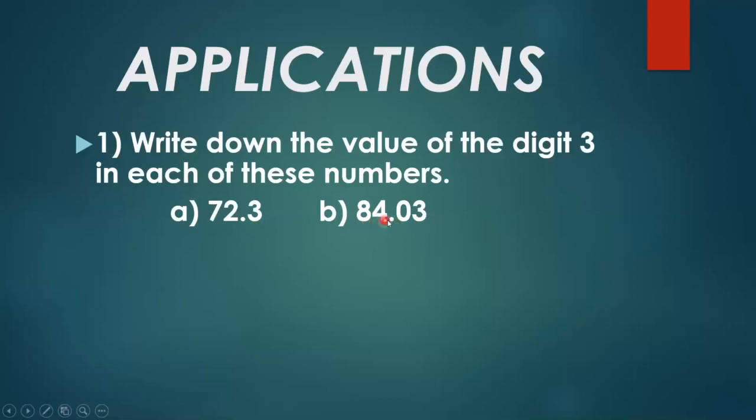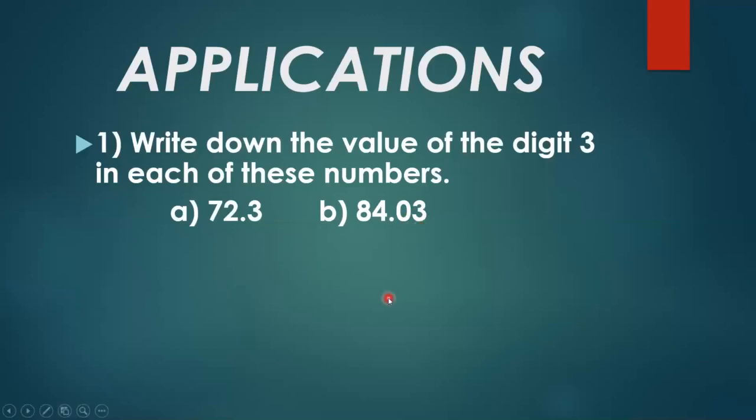Okay, if so, what about the value of the digit 3 in 84.03? Here, 84.03. The number 3 comes after the decimal notation. So this is the decimal notation. After the decimal notation, you can find the number 0. And 0 is in which place? 10th place. And after 0, the number 3 comes, and this 0 is in the 10th place. So the very next number 3 is in the 100th place. So now you understand how to find the value of digit 3 in these given numbers.